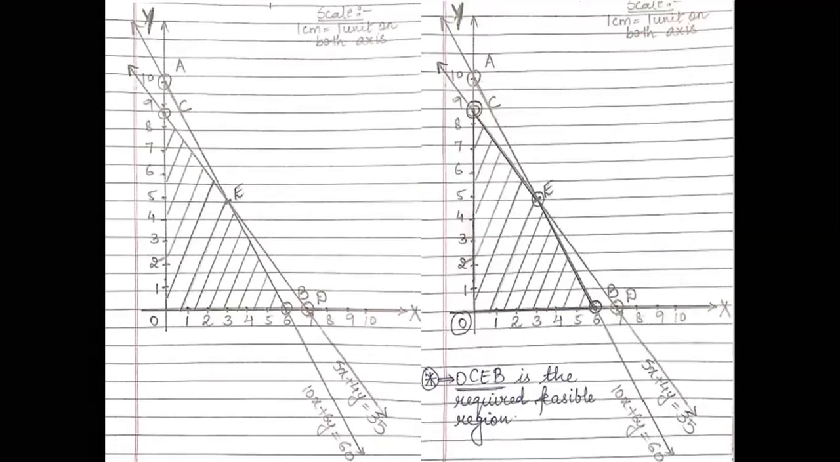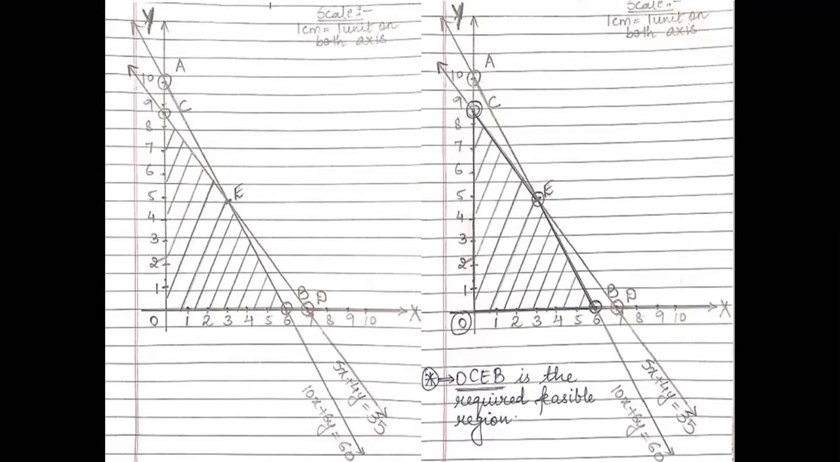So I hope till here the concept is clear, because till here you already studied last year in class. As you can see, I have highlighted the major points, the corner points of the diagram like this, and I've written OCEB is the required feasible region. Now class, on the x-axis, points from 0 to 6 are all satisfying the condition. Also on the y-axis, the points 0 to 9 are also satisfying the given conditions.